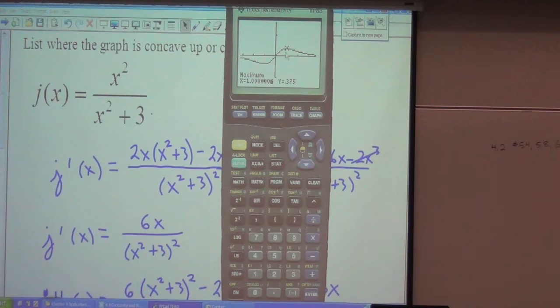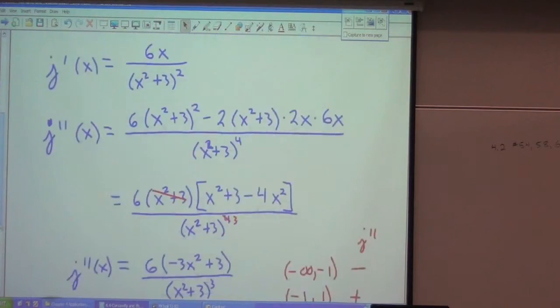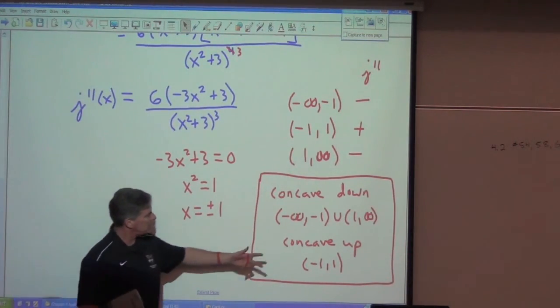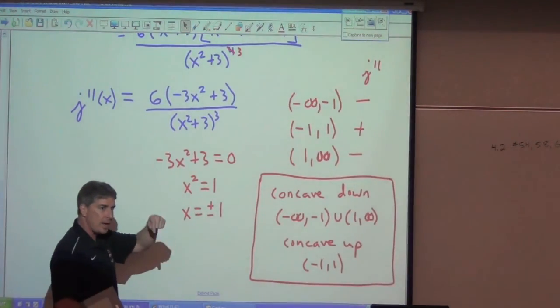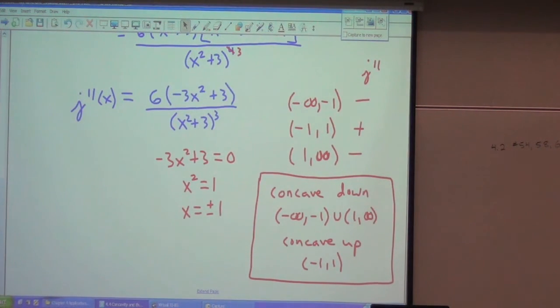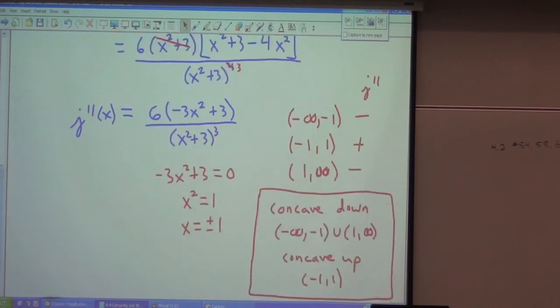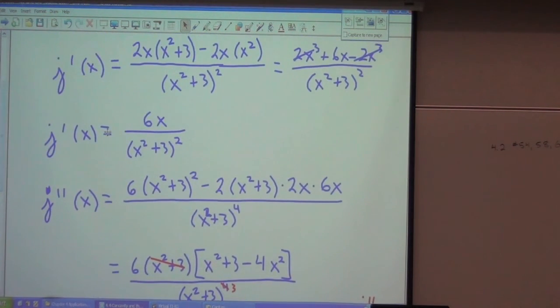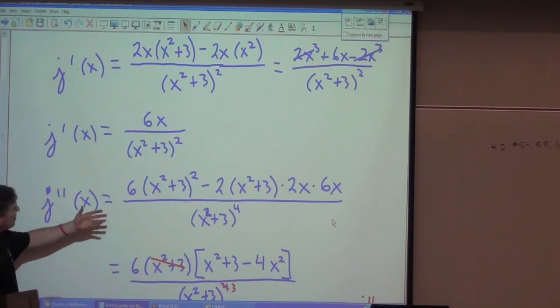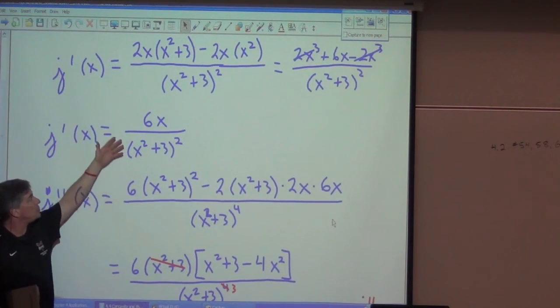The graph's going up until we get to 1. So from negative 1 to 1, that's just confirming that it's concave up, because the second derivative is the derivative of the first derivative. So that's just another way, if you're taking the test with a calculator, you get to something where you think you might have messed up the second derivative, you always work off the first derivative.